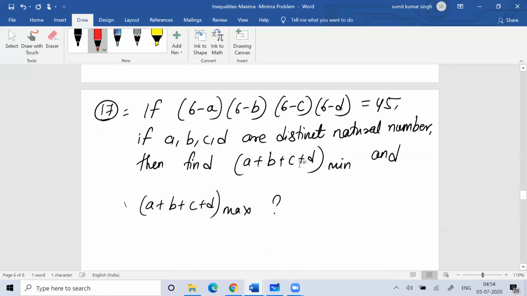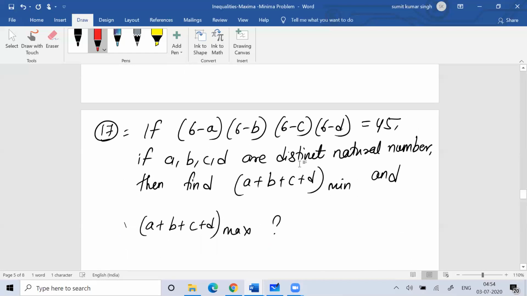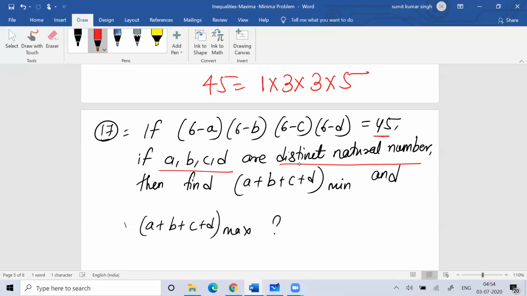So you can see this number 45. 45 is nothing but 9 fives. So 45 you can write as 1 into 3 into 3 into 5. Now I have to consider a, b, c, d. They should be distinct natural numbers. So 3 I cannot repeat. But I have to use four natural numbers a, b, c, d. So how is this possible? Because 1 into 3 into 3 into 5 is 45.